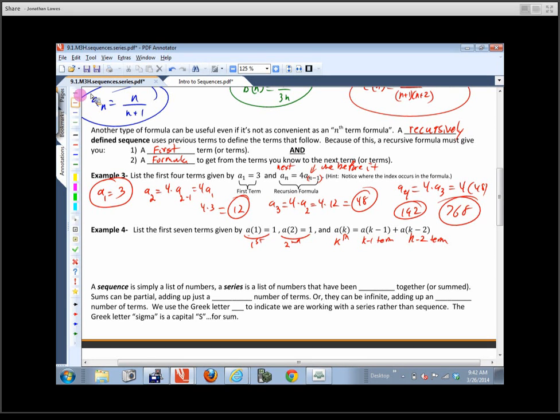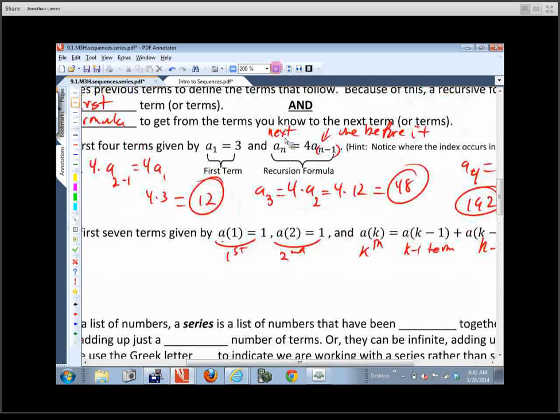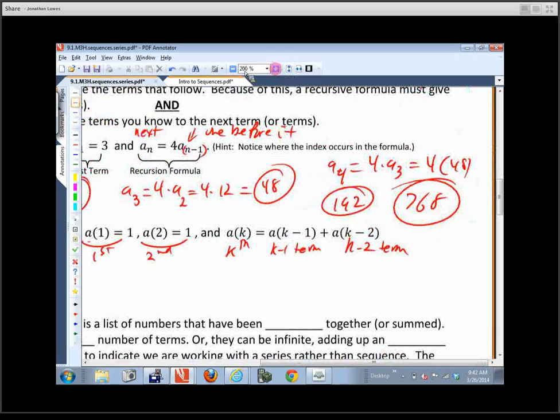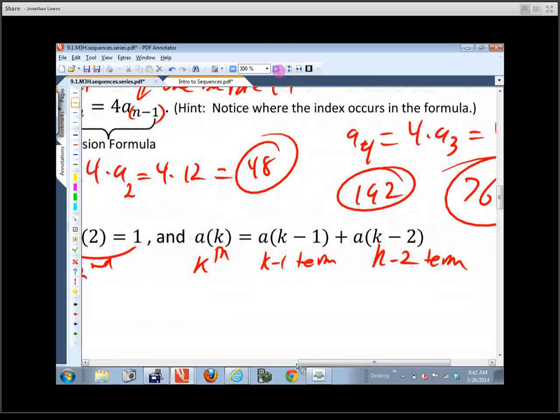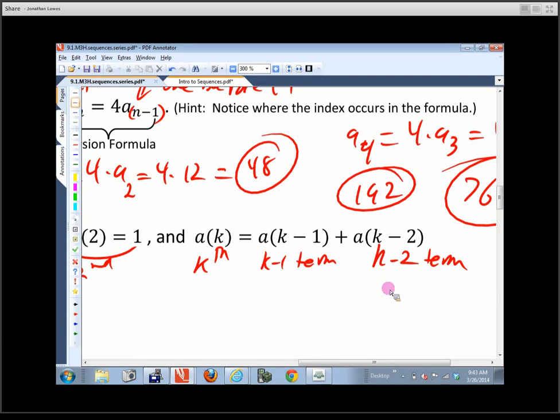Okay, now I'm going to blow this up just a little bit, and I want you to think about what this means. If this is the kth term, and this is the k minus 1 term, and this is the k minus 2 term, in terms of the order these terms are, can anybody describe these using next and last, or one before, things like that?